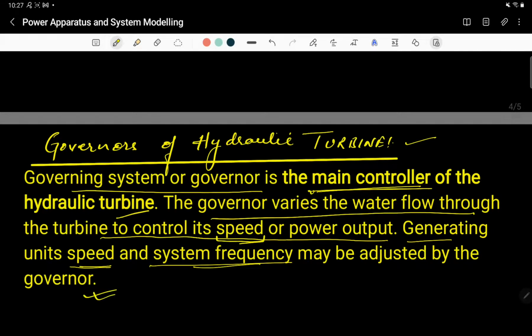So the governor is a very important part of the entire system, which simply controls the speed of the water and the power output, and likewise it controls the generating unit speed and the system frequency. So this is the simple working of the governor. Okay, so let's move forward.